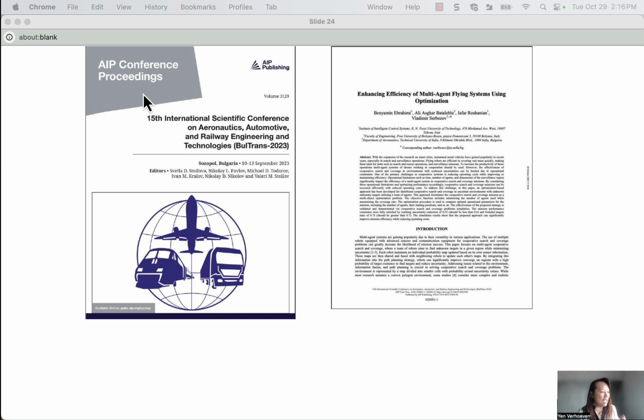Okay, so here AIP Publishing Conference Proceedings is a written record of this meeting of the 15th International Scientific Conference on Aeronautics, Automotive, and Railway Engineering and Technologies. Okay? They met in Bulgaria in September 2023, September 10th through the 13th, to have these conversations. So the individual articles still look like journal articles. They look identical. Individual articles found in a conference proceeding are the individual presenters who presented at that conference. They can be treated in such a way too. But a conference proceeding will always have the word conference. They'll always have some keywords in there, which I'm going to share with you in a minute.